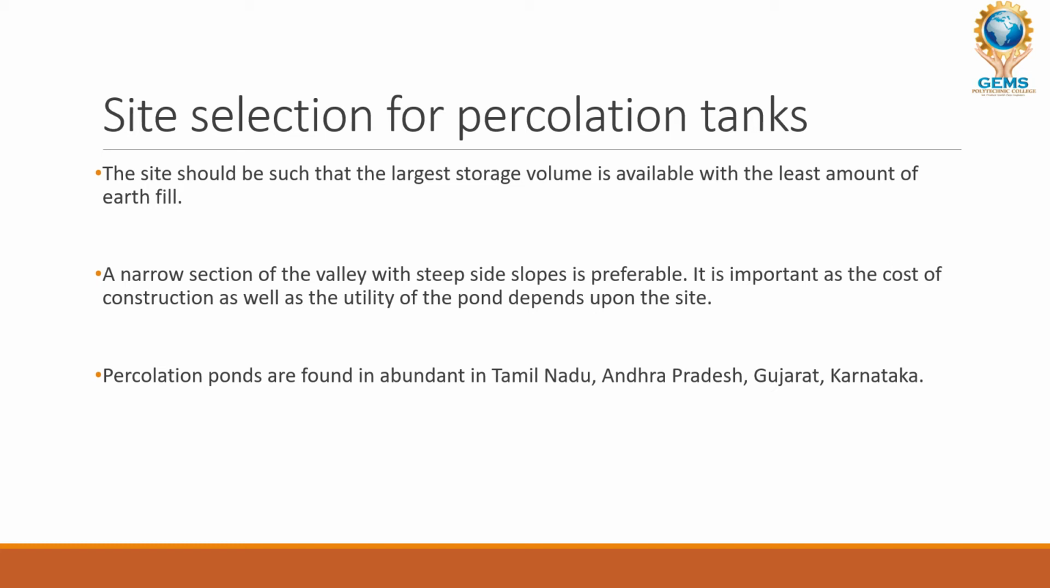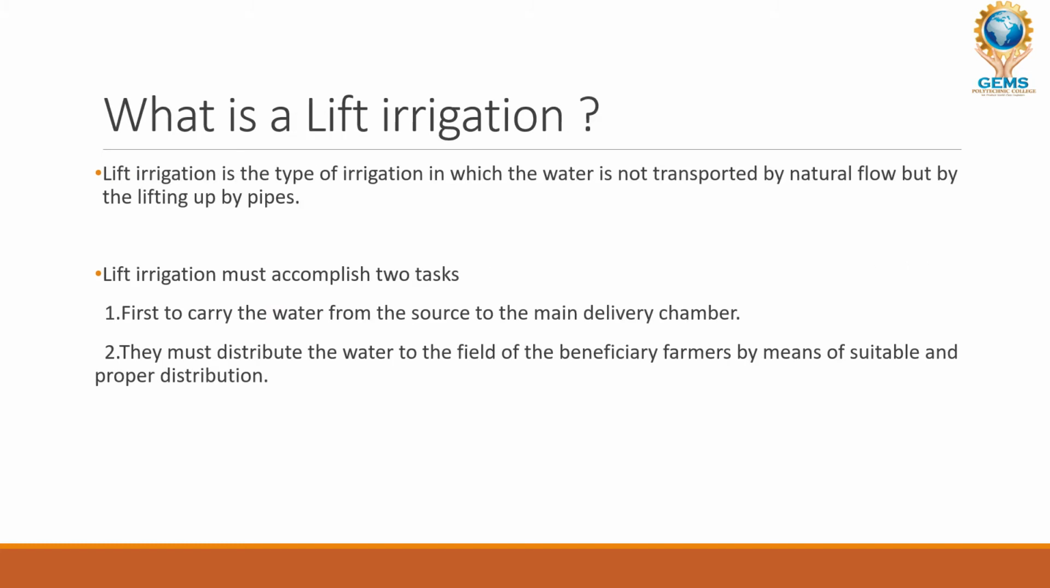In the last slides we have seen about percolation tanks, and in this slide we are going to see about lift irrigation. Lift irrigation is an artificial type of irrigation. It involves pipelines. The pipelines are constructed from the main delivery chamber to the particular irrigating land, or the place where the agriculture is going to be started.